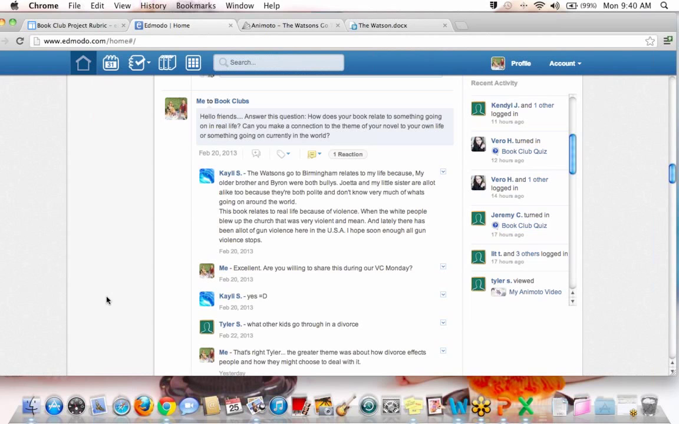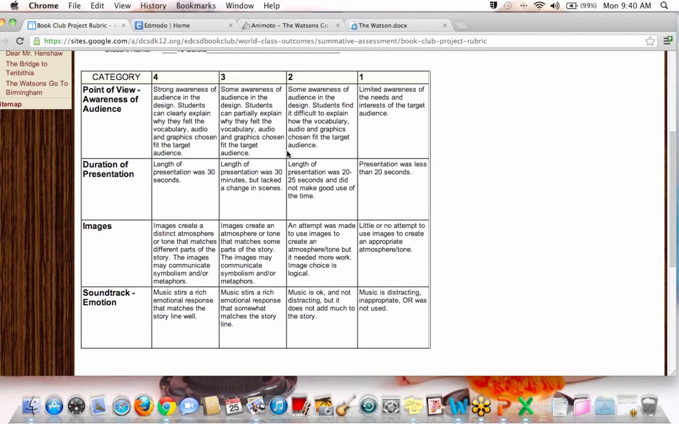And I would love it if you would send me a private message in the chat of how you would score yourself. So just glance at that rubric one more time. And obviously, 16 would be the highest.